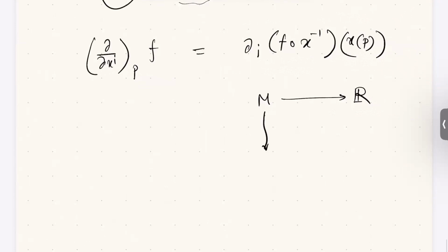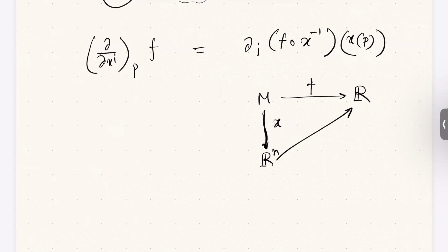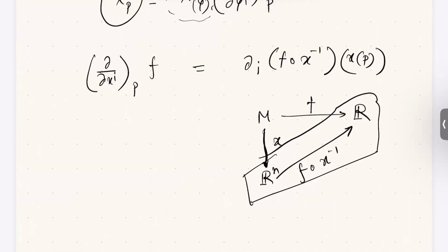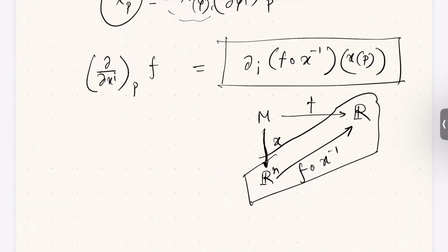But I also have x, and this is to Rn, right? Then what is this function? It is f composed with x inverse. Then I can differentiate this function now because this is just an Rn to R function. And that is what I'm doing here.